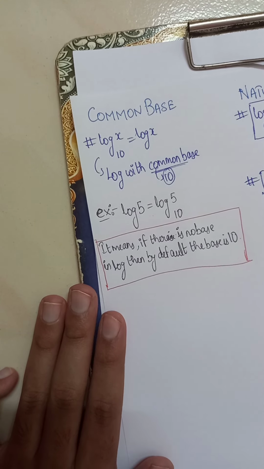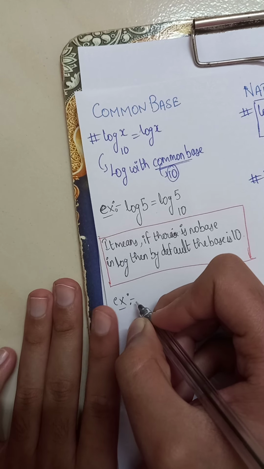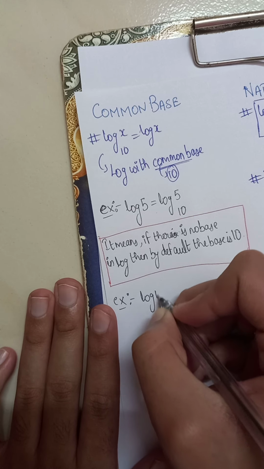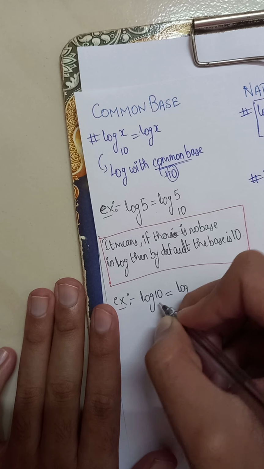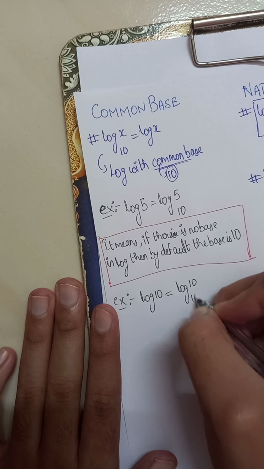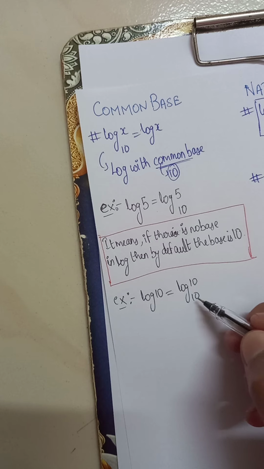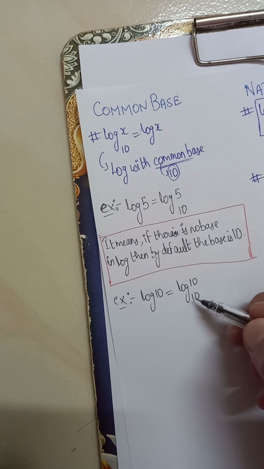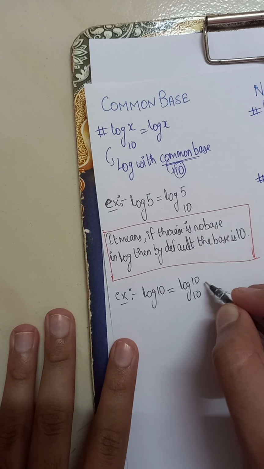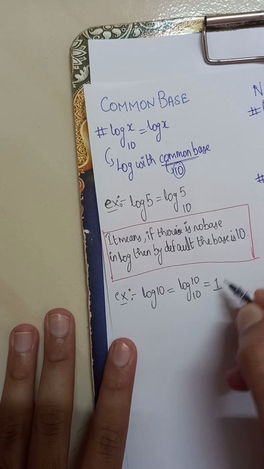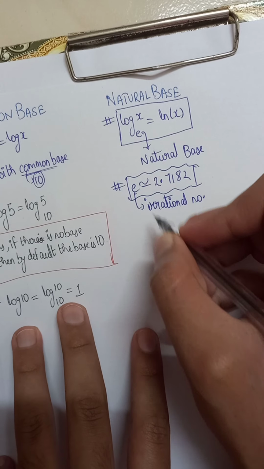Okay. Another example. If the question is like log 10, what does this mean? Since there is no base, by default the base is 10. So log 10 to the base 10. As I told you in the previous lecture, what should be the power of the base so that it becomes the number? 10 to the power 1 is 10. So the answer to this question is 1. It's simple.